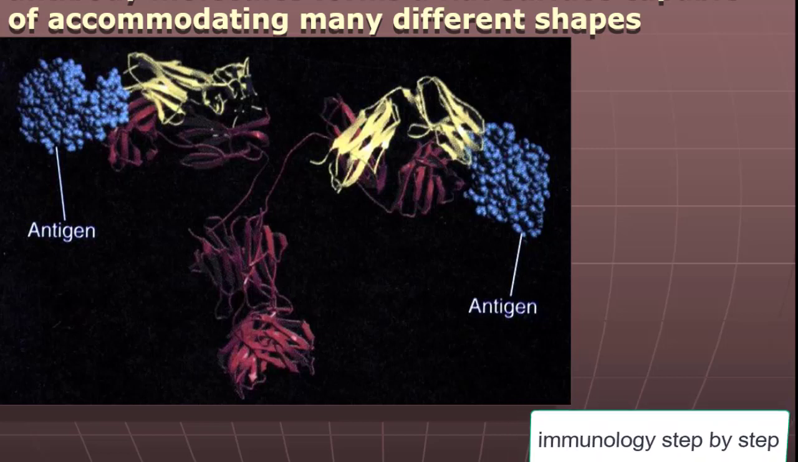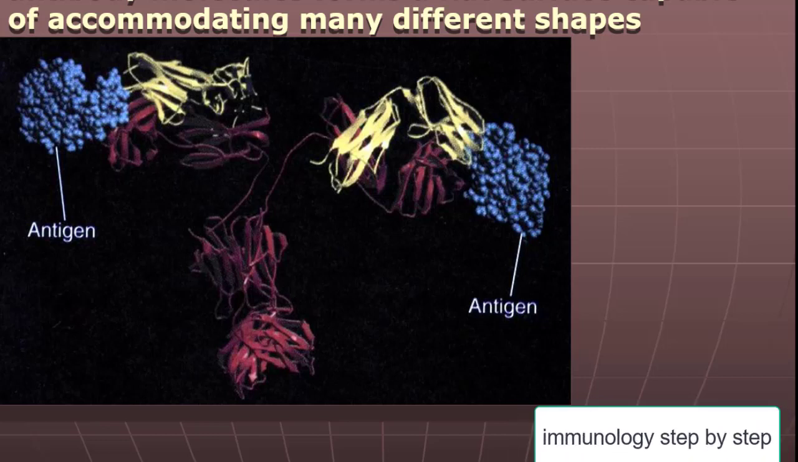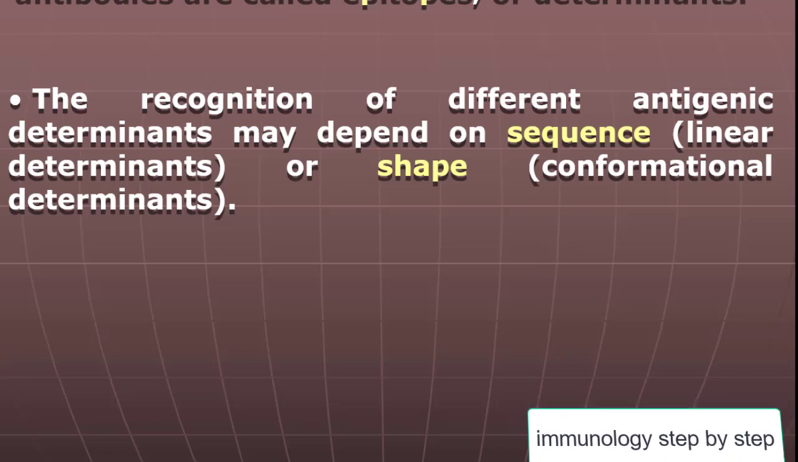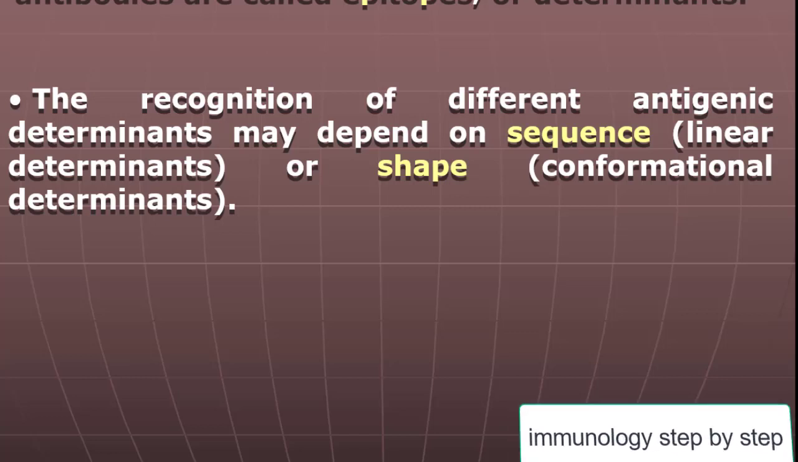Antibodies are capable of binding a wide variety of antigens, including macromolecules and small chemicals, because the antigen binding region of the antibody molecule forms a flat surface capable of accommodating many different shapes. The parts of an antigen that are recognized by antibodies are called epitopes or determinants. The recognition of the different antigenic determinants may depend on sequence, linear determinants, or shape, conformational determinants.